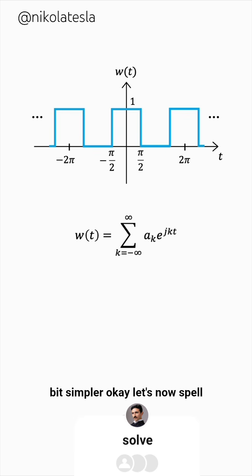Okay, let's now spell out a few terms of this summation so we can get a better idea of what's really going on. We have a0 e to the j0t, which is just a0, since e to the 0 is just 1, and this is what we call the DC component, or the constant component of the signal, because its frequency is 0, so there's no oscillation.